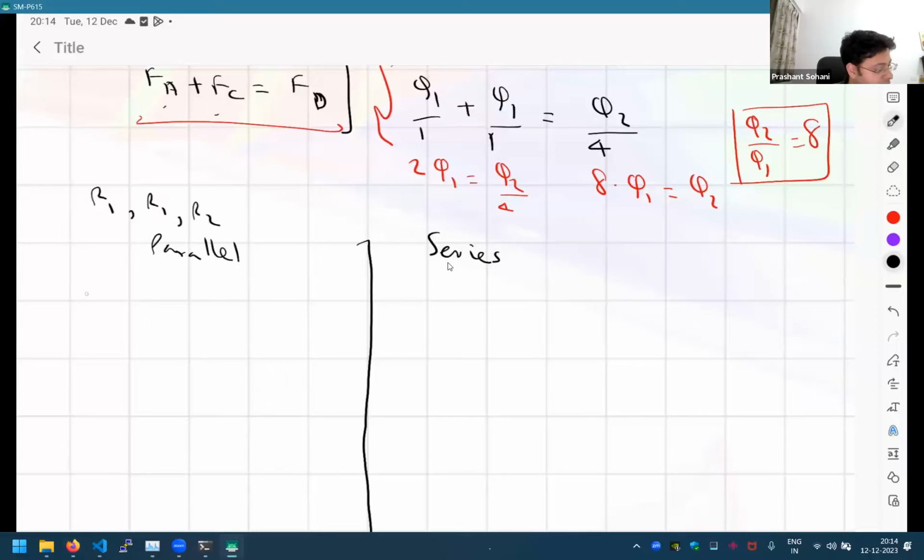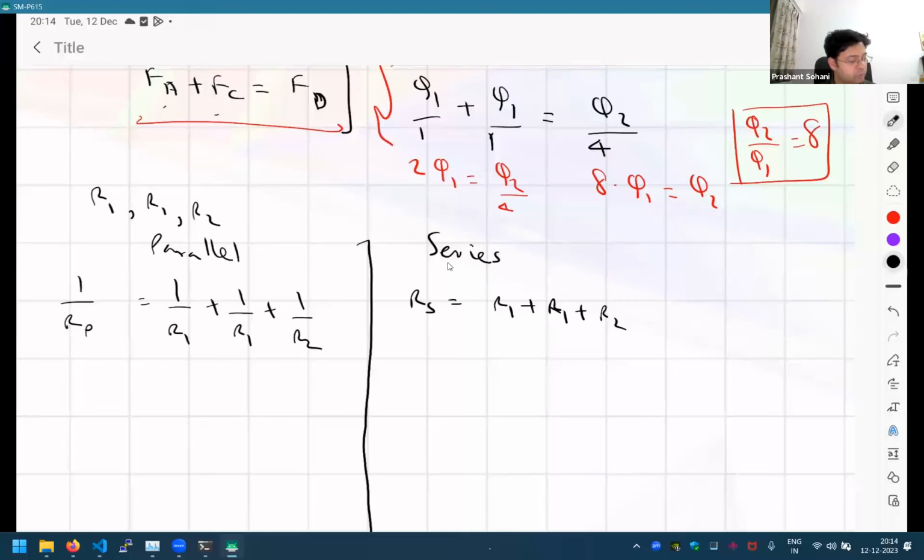So first thing you have to find out is the equivalent resistance in both cases. Like here, if I write it as Rp, then we know that the formula is the sum of the reciprocals, right? And in the series case, Rs will be just the sum.